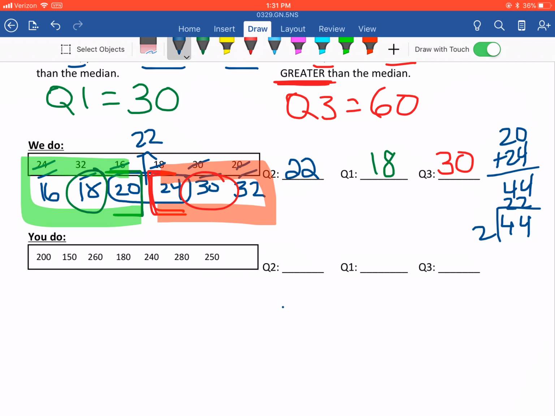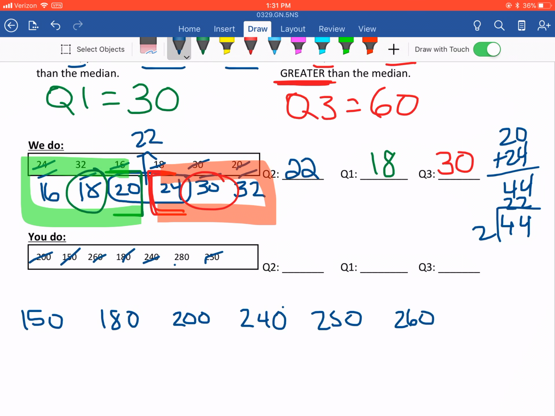All right, on the next one, again, we hopefully notice right away that these numbers are not in order from least to greatest, so we need to start out by putting them in order. 150, then we've got 180, then we've got 200, then we've got 240, then we've got 250, 260, and 280.